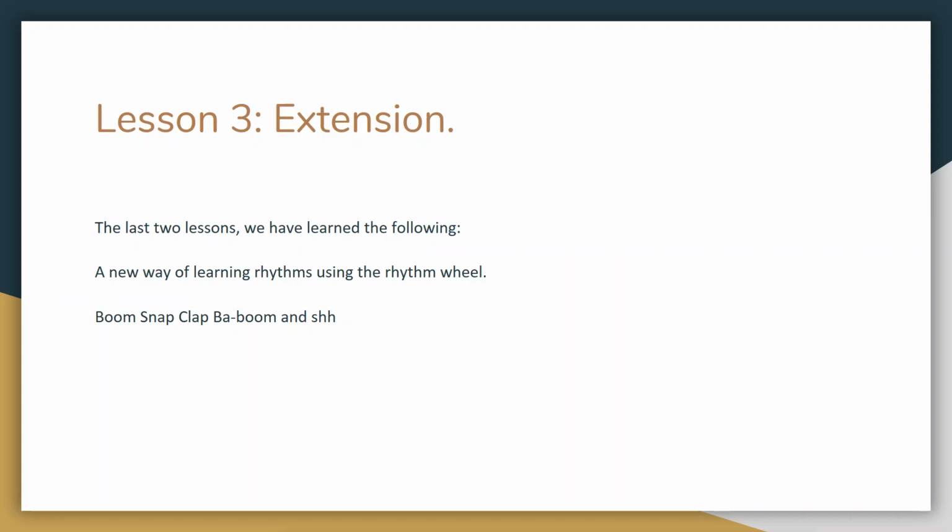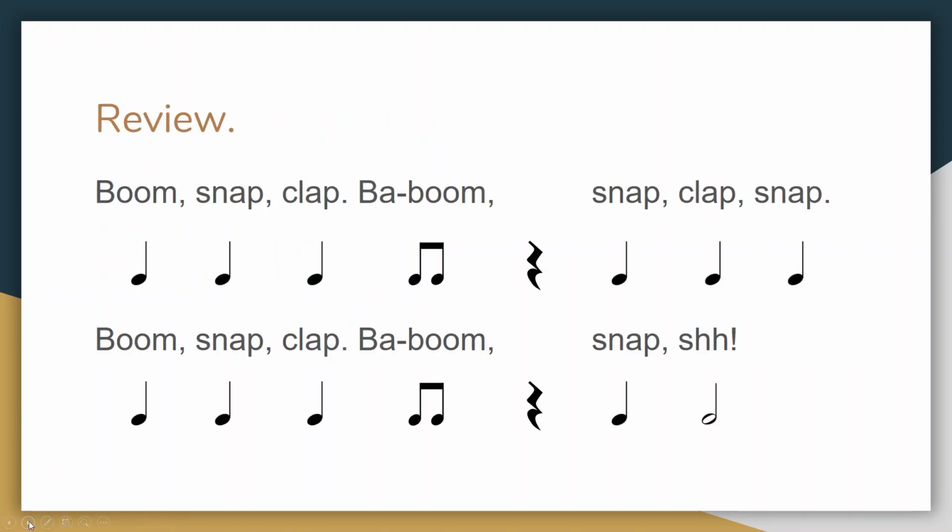Last 2 weeks we looked at different ways of looking at rhythm in a circular motion and using non-traditional ways. We've also looked at trying to use non-traditional ways to translate into traditional ways using boom snap clap. That was the last lesson. Today we're just going to take it further, continuing with a new way of learning rhythm using the rhythm wheel like we did last time and boom snap clap. We're going to use both in this case.